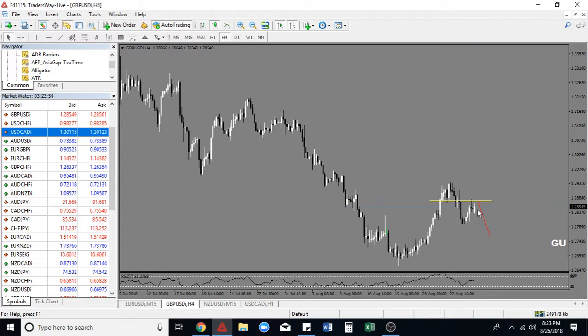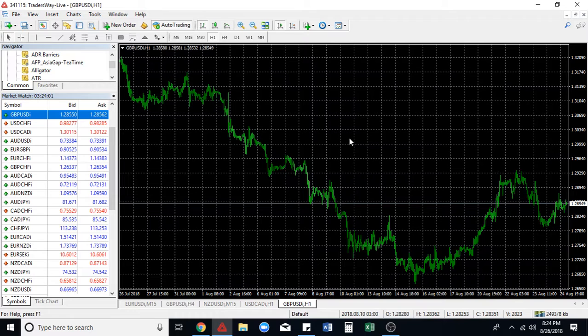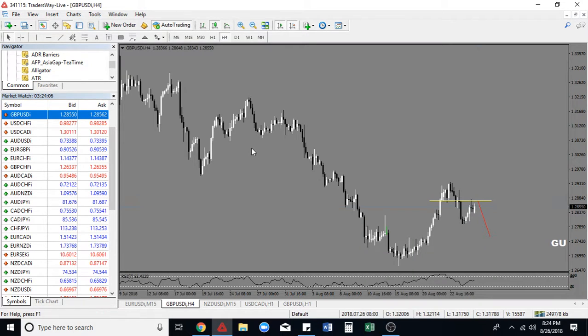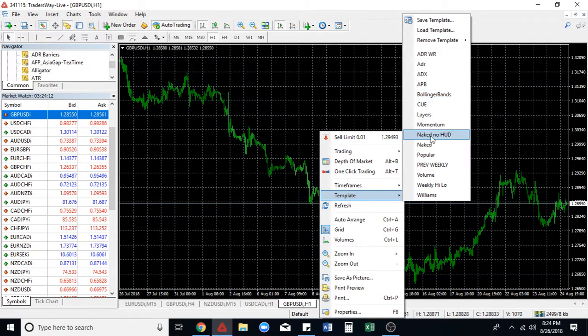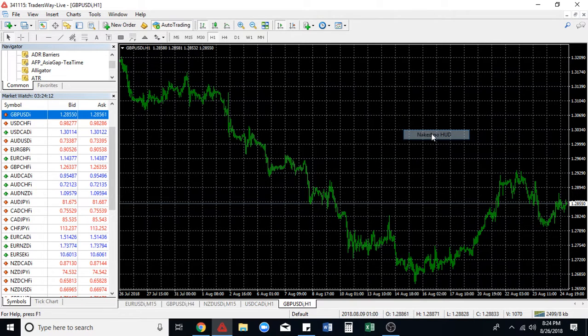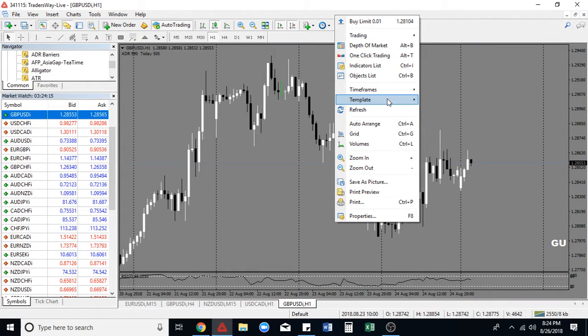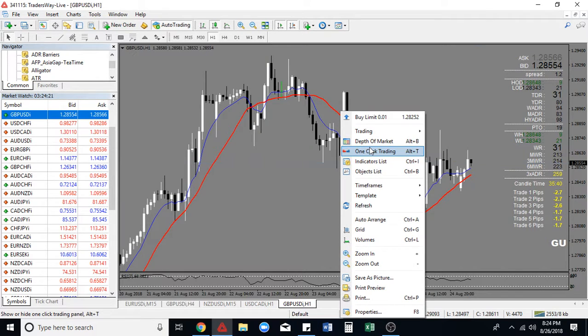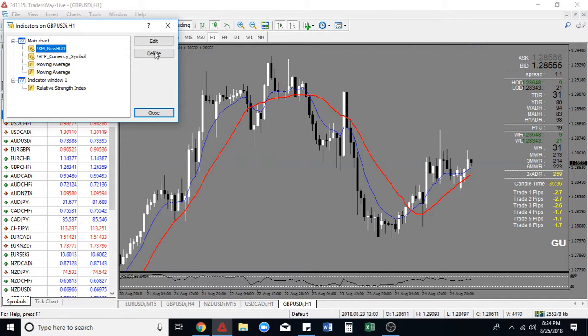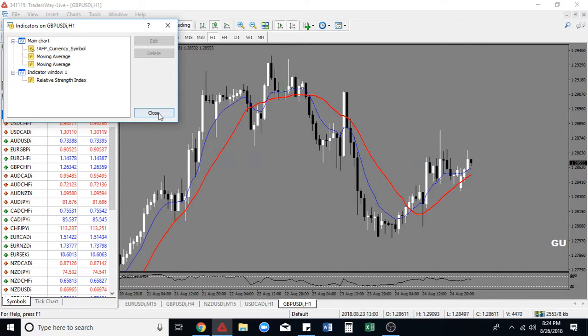Now, pretty much how I got my bias was again just looking at where this market is going. How did I get my overall bias for this pair?